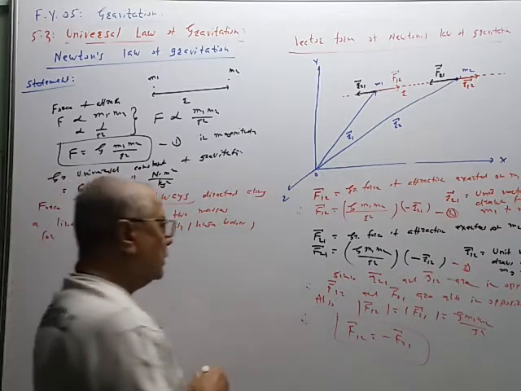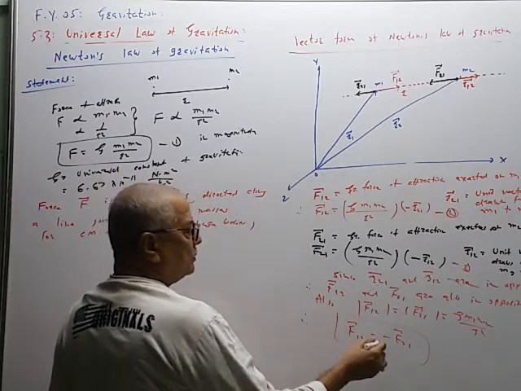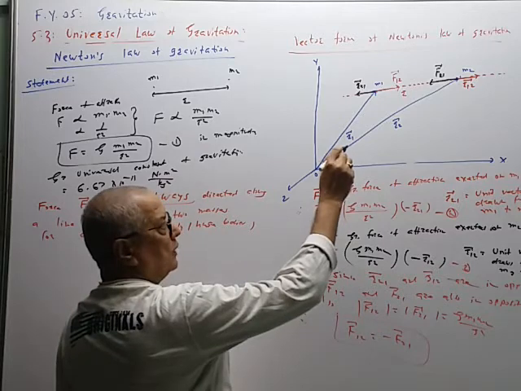So F12 and F21 are equal in magnitude, opposite in direction and exerted on two different bodies.